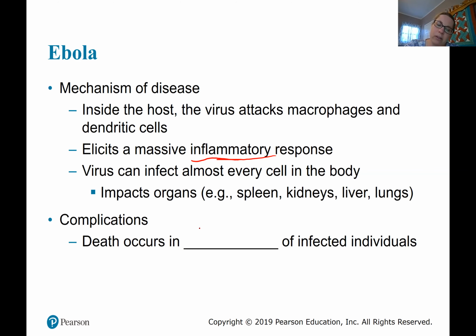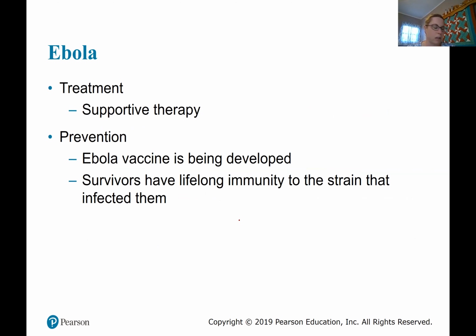And the mortality rate is about 50%. So death occurs in about 50% or half of all infected individuals. Treatment is going to be supportive therapy. There is no antiviral at this point. So keeping the person hydrated, helping with the fever, basically those supportive type things. There is a vaccine that's in the development process.